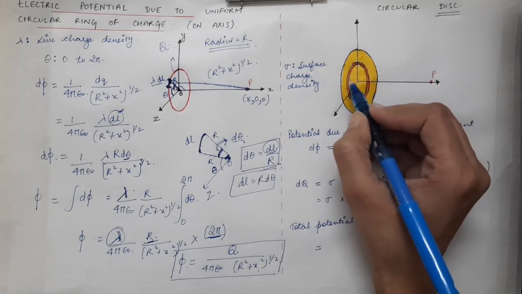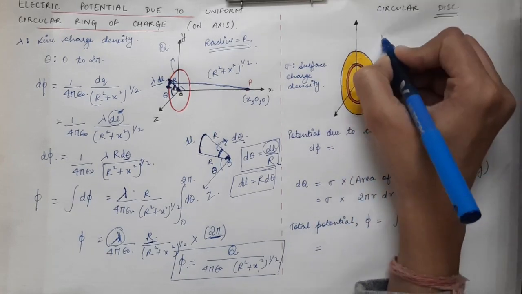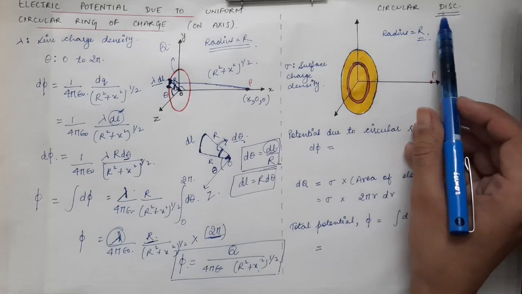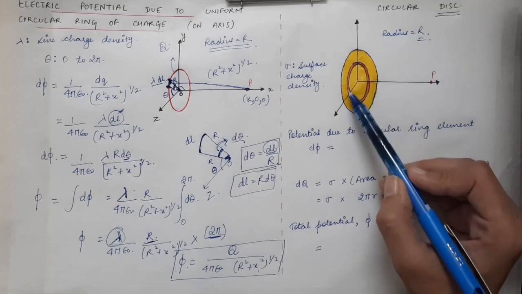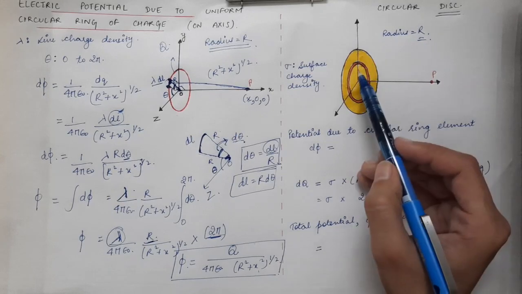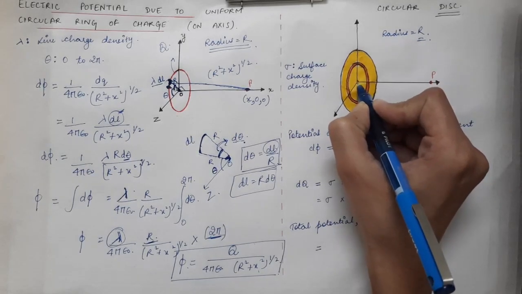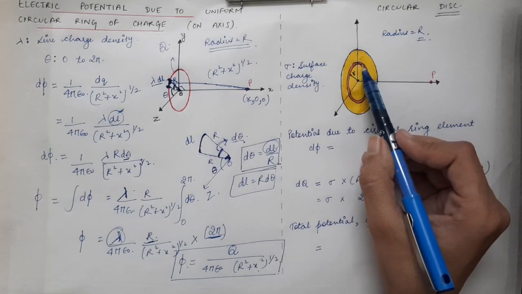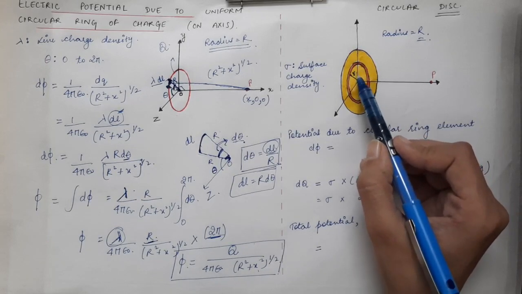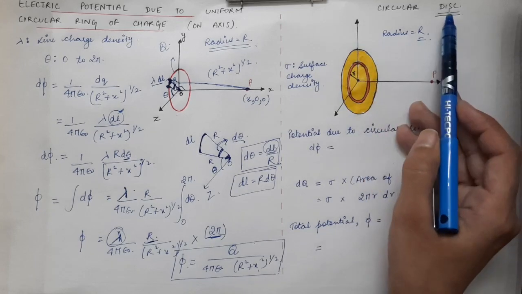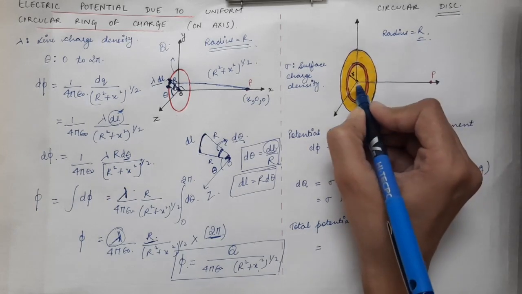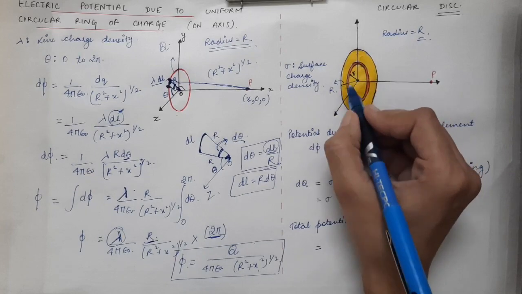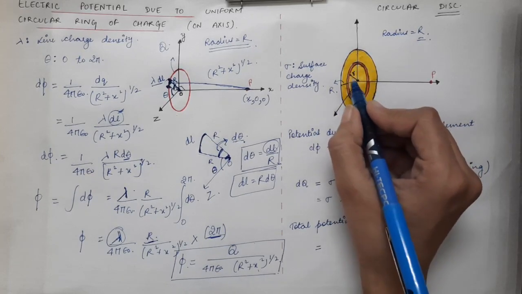Let's say this whole circular disc has a radius of capital R. This elementary ring which is drawn has a radius of small r, whereas the whole radius of this circular disc is equal to capital R. So this whole distance will be equal to capital R, whereas this distance, which is the radius of this elementary ring, is equal to small r.